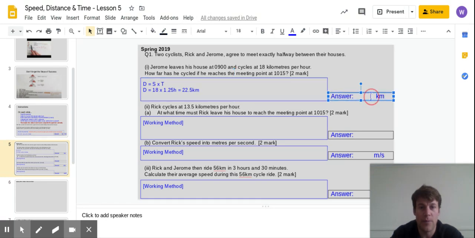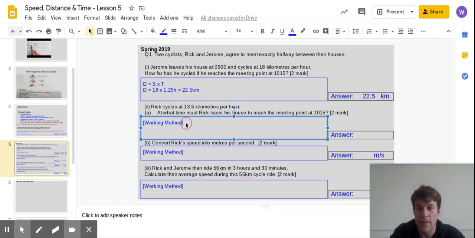So in the answer here, I put 22.5. And actually, the answer box is giving me kilometers, which is quite nice. They sometimes do that, so you can't get your units of measurement wrong. And actually, the answer in kilometers shows you that you have to be working out distance. You get 1 mark for the method of 18 times 1.25. That's worth 1 mark. Another mark for the answer, in total 2.